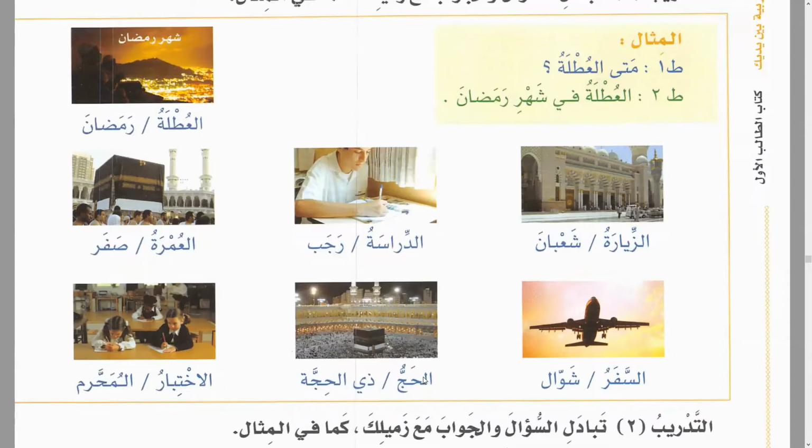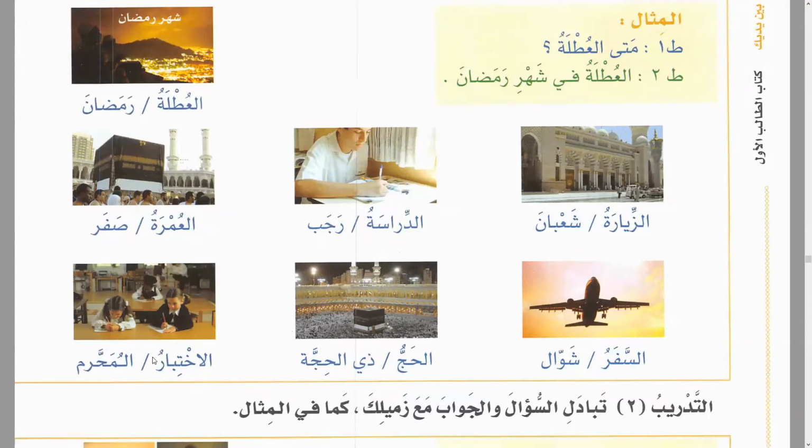متى الحج? الحج في شهر ذي الحجة. Right? The month, the Hajj is in the month of Dhul Hijjah. متى الاختبار? When is the exam? الاختبار في شهر المحرم, is in the month of Muharram.